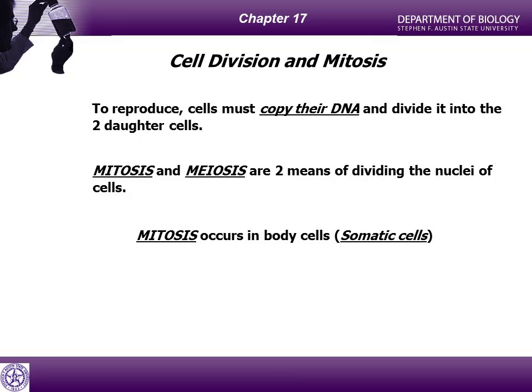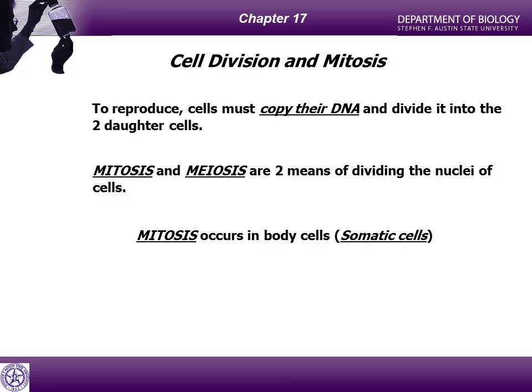Mitosis is cloning, exact copies. Meiosis is going to result in daughter cells that have half as much DNA. How can you get away with having half as much DNA? Because you're going to get the other half from the other partner. Okay? You can't have an egg that has a full complement of DNA and then a sperm come along. Now you've got three times as much. That's not compatible with life.